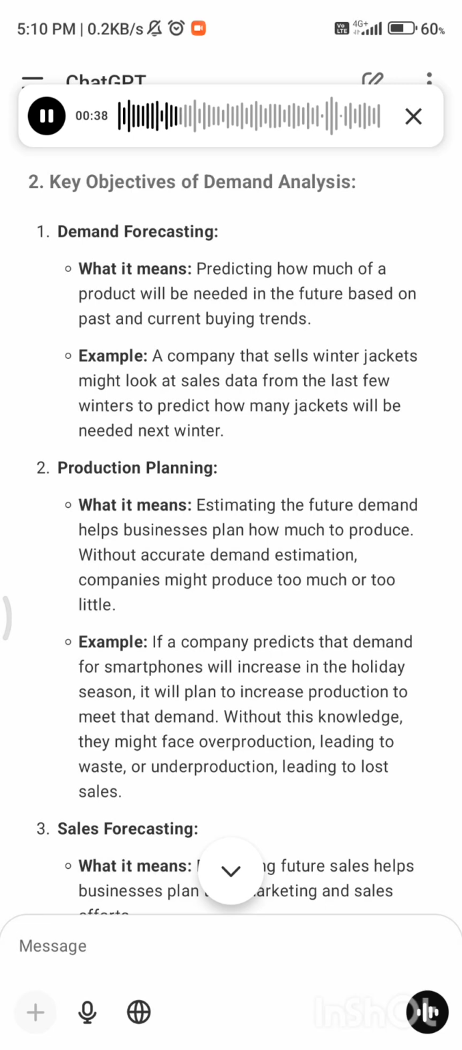2. Production planning. What it means: estimating the future demand helps businesses plan how much to produce. Without accurate demand estimation, companies might produce too much or too little. Example: if a company predicts that demand for smartphones will increase in the holiday season, it will plan to increase production to meet that demand. Without this knowledge, they might face overproduction, leading to waste, or underproduction, leading to lost sales.